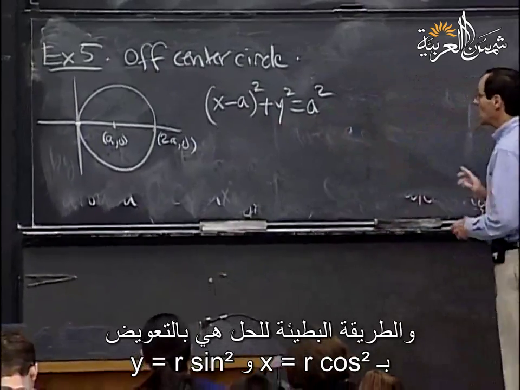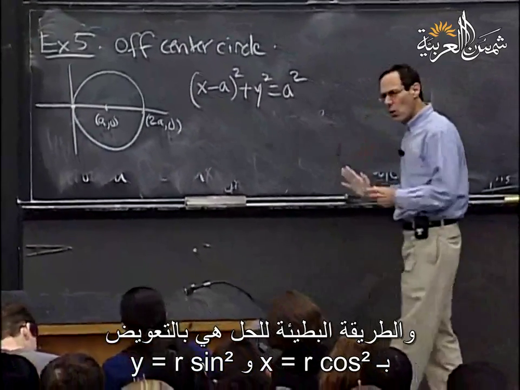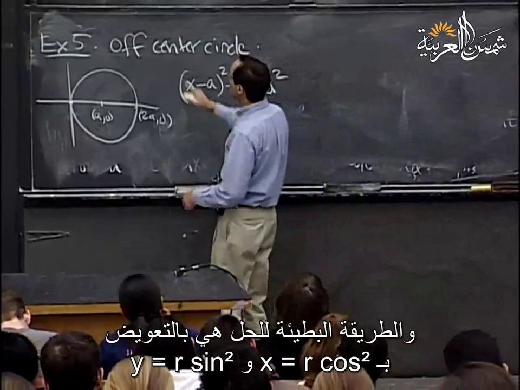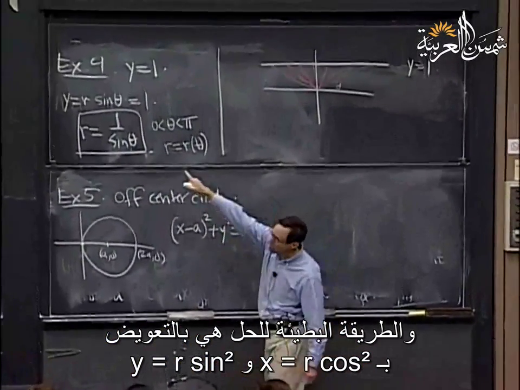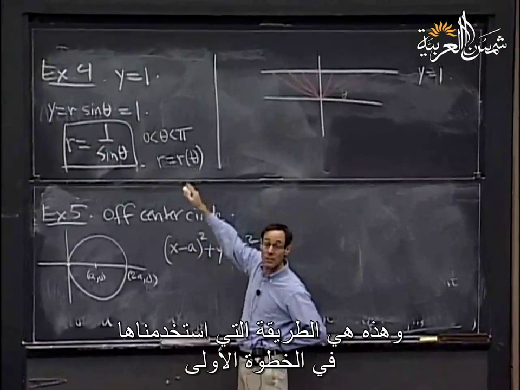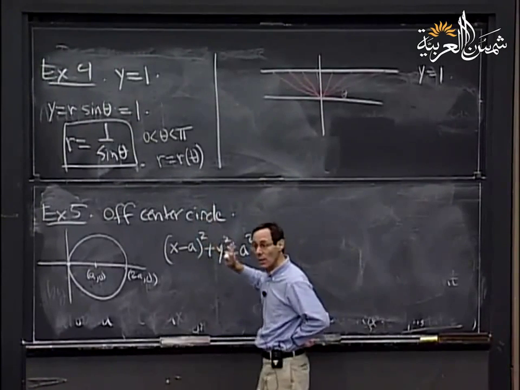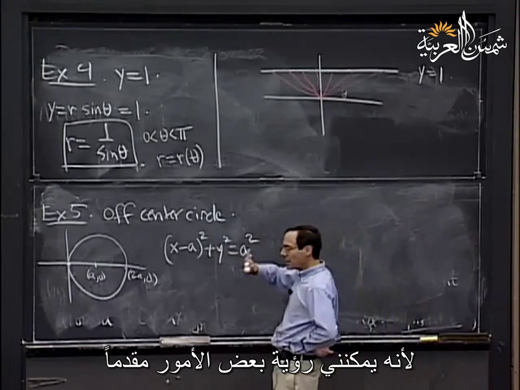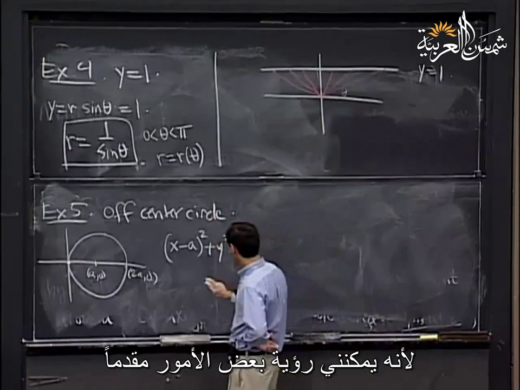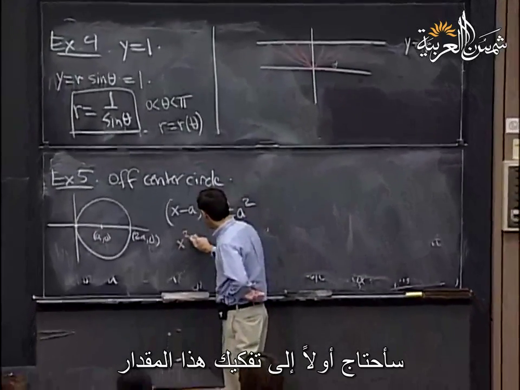And now, the slow way of doing this would be to plug in x equals r cosine theta, y equals r sine theta, the way I did in this first step. And that works perfectly well. But I'm going to do it more quickly than that, because I can sort of see in advance how it's going to work. I'm just going to expand this out.